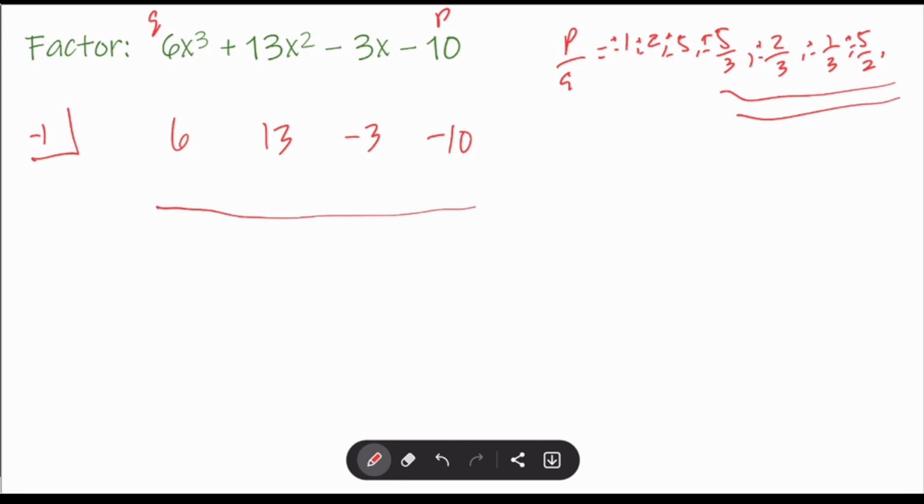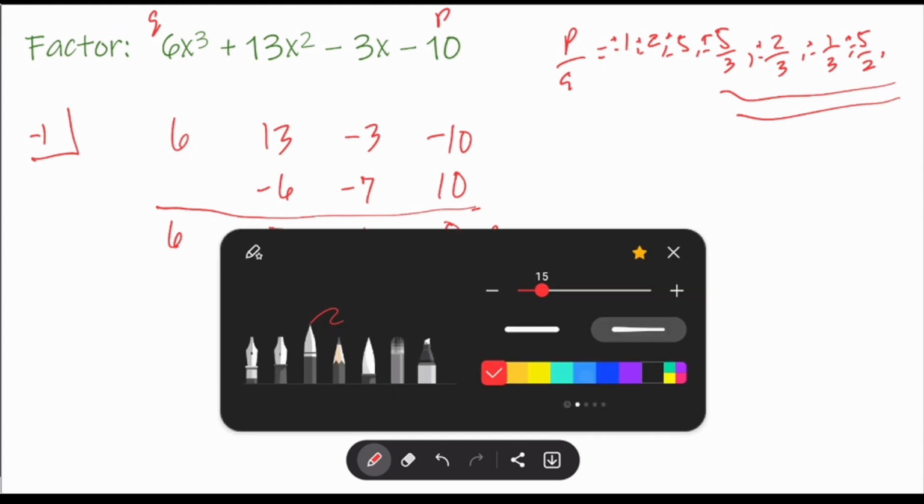So it's -1 because if you put -1 here, 6 times -1 is -6. And then 13 plus -6 is 7. 7 times -1 is -7. -3 plus -7 is -10. And -1 times -10 is +10. So if you combine the last part, it will be 0. So this is a 0 remainder. So that means -1 is the correct number that we are looking for.